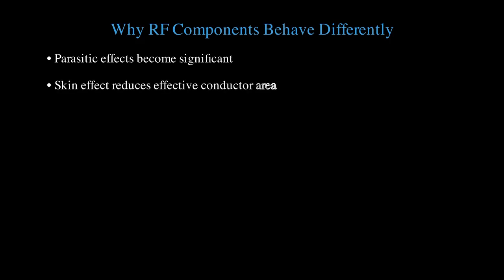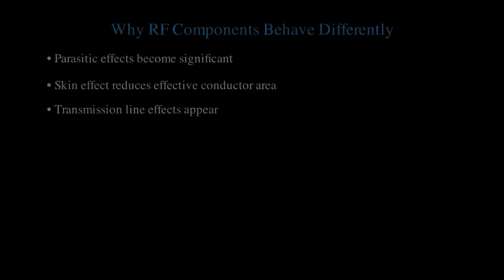Second, the skin effect becomes important. At high frequencies, current tends to flow only on the surface of conductors, effectively reducing the cross-sectional area available for current flow. This increases resistance and affects the behavior of inductors and transformers. Third, transmission line effects appear. When the physical dimensions of circuits become comparable to the wavelength of the RF signal, we can no longer treat connections as simple wires. They become transmission lines with characteristic impedance, propagation delay, and reflection effects.